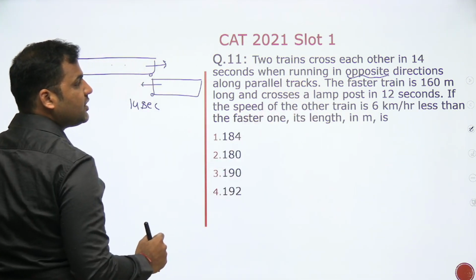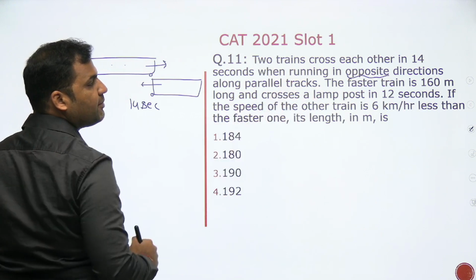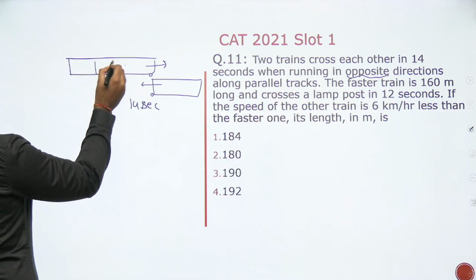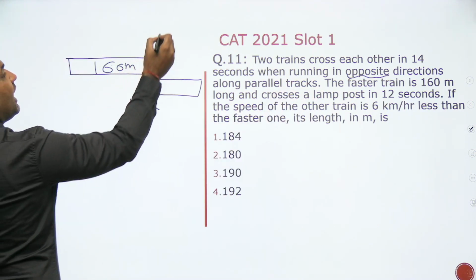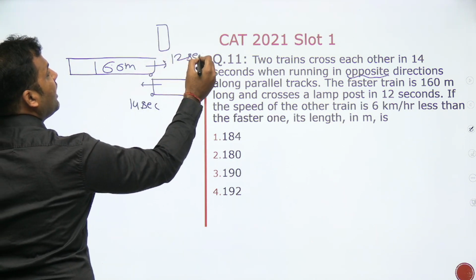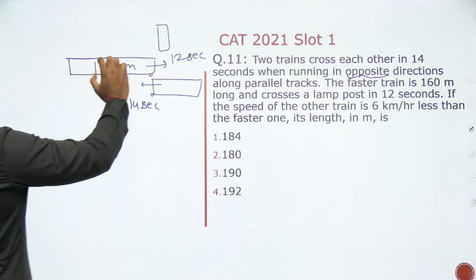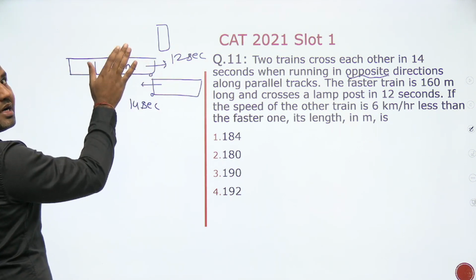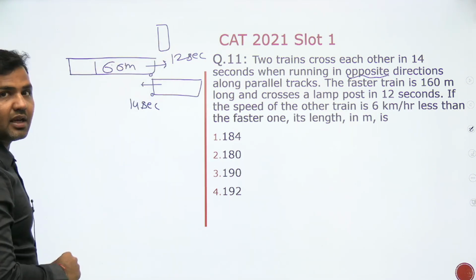The faster train is 160 meters long and crosses a lamp post in 12 seconds, guys. This train is 160 meters long and it crosses a lamp post in 12 seconds. Now you see that a train needs to cover its own length when crossing a lamp post.